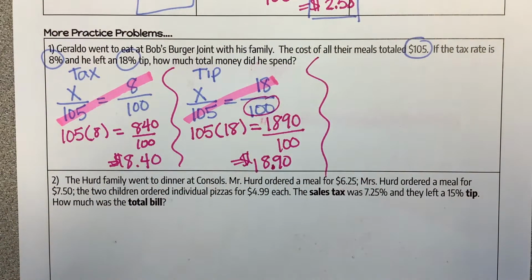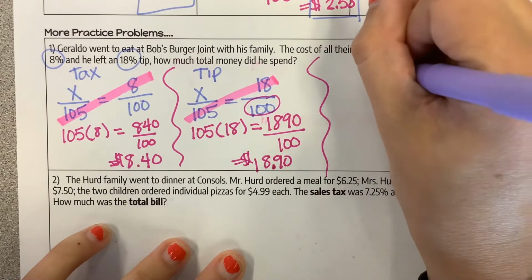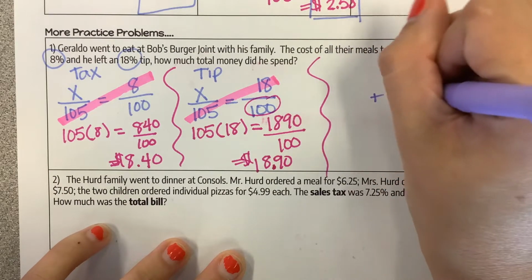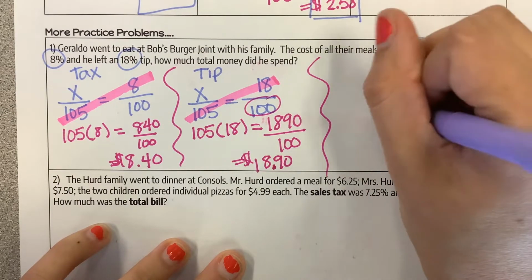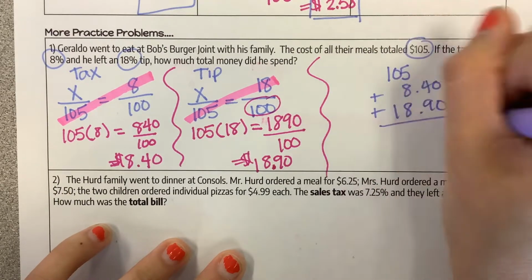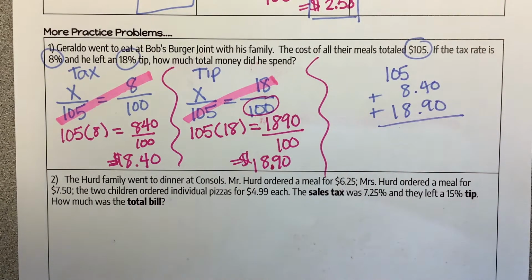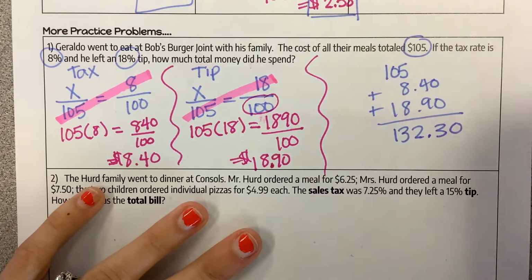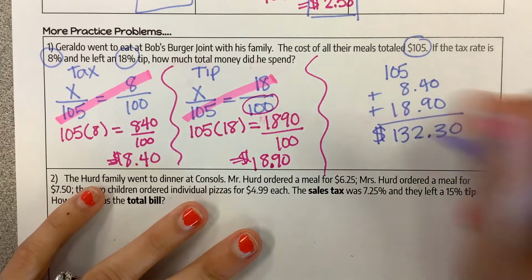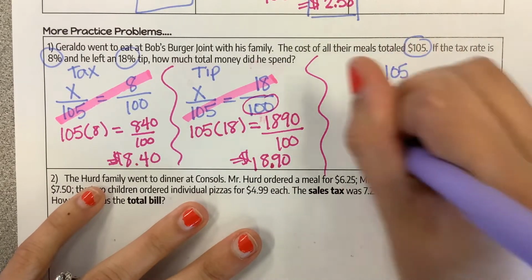Now for our total, we are adding these all together. 105 for the meal, 8.40 for the tax, 18.90 for the tip, gives us a total of 132.3, which as money would be $132.30.